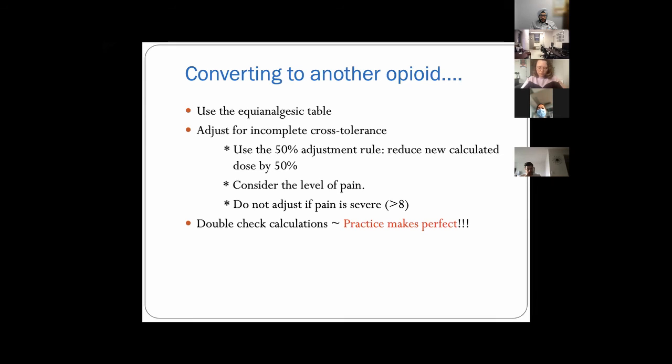And then also just make sure to use the equianalgesic table when converting one opioid to another, and also adjust for incomplete cross tolerance. So what does this mean? When you're converting, let's say from morphine to hydromorphone, once you get the product of the calculation, instead of giving the full 100%, you can reduce it by 50%, just to be on the conservative side so that you're not overdoing the dosing of the medication. And this is pretty much applicable for people who are opioid tolerant and have been on pain medications for a long period of time. Next slide.